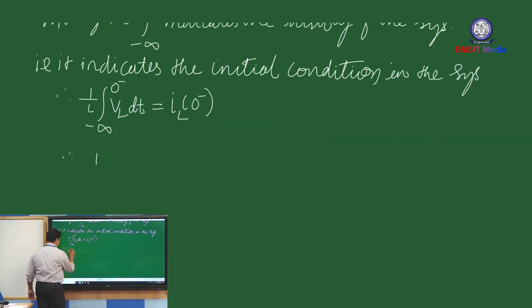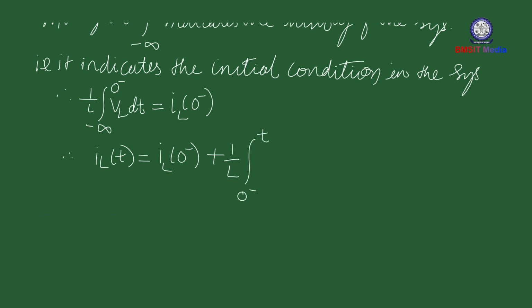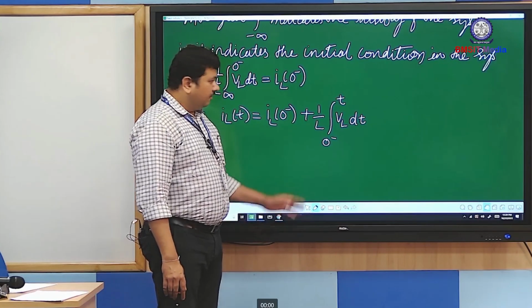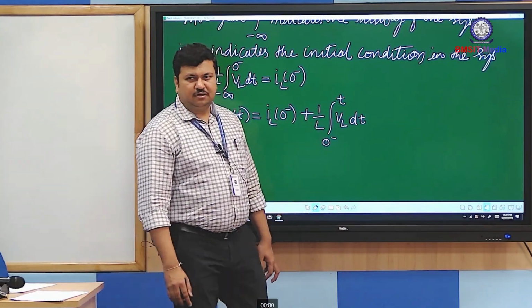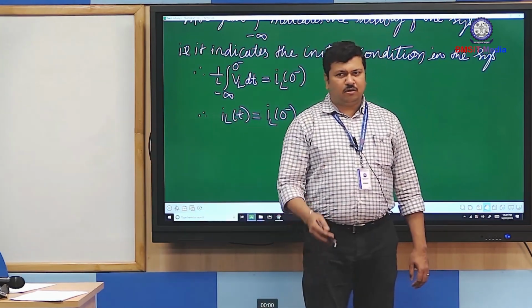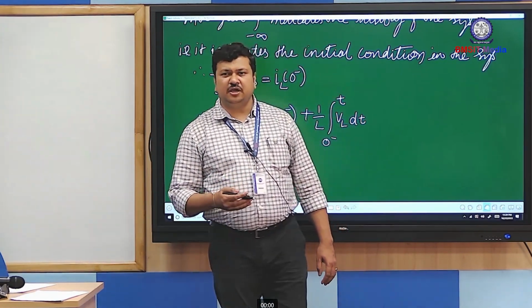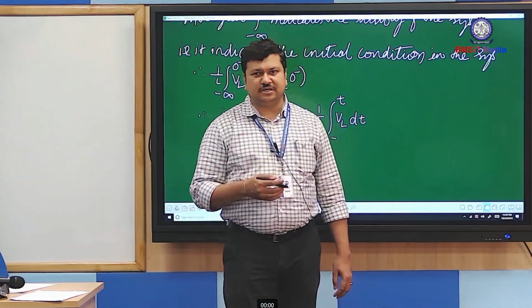Therefore, IL of t is equal to, first I will write the initial condition, IL of 0 minus, plus 1 over L integration from 0 minus to t of VL. Now as t approaches infinity, it is considered as the steady state condition of the system. And already we have defined initially, under steady state condition, my inductor is behaving as a short circuit.